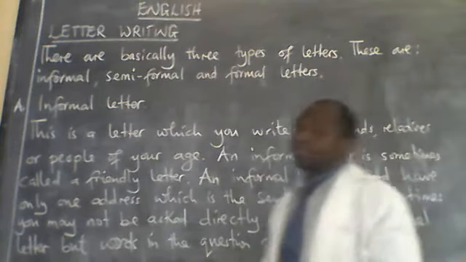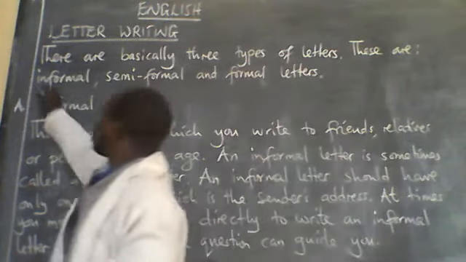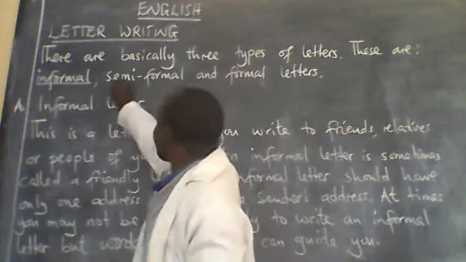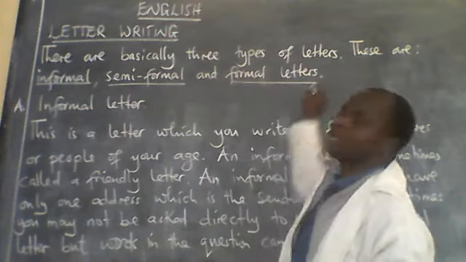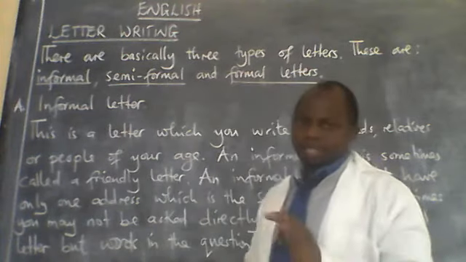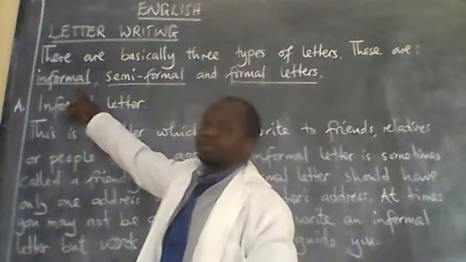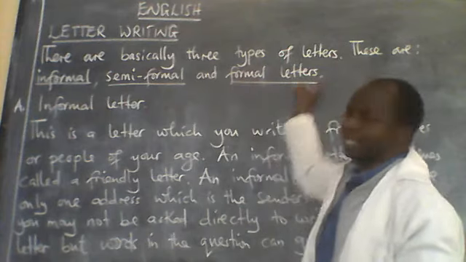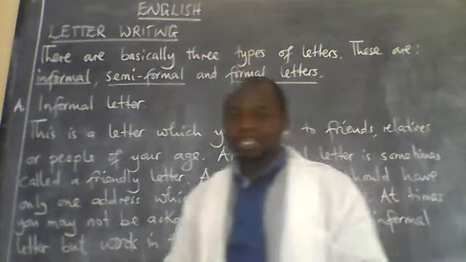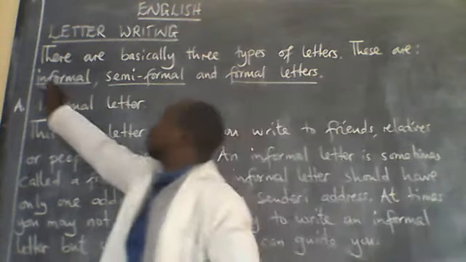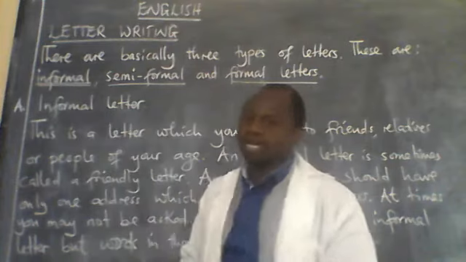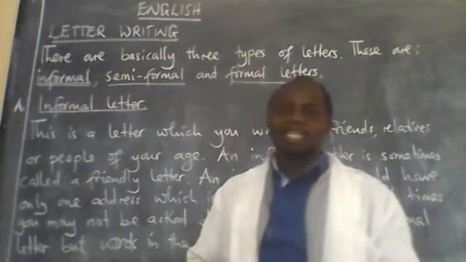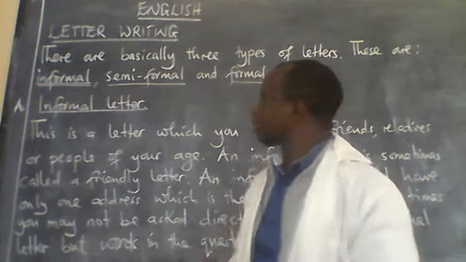These are, the first type is what is called informal. So we have informal. We also have semi-formal and formal letters. Informal, semi-formal, and formal letters. In this presentation, we are going to start with the first one, which is informal letter. Informal letter here. What type of a letter is this?